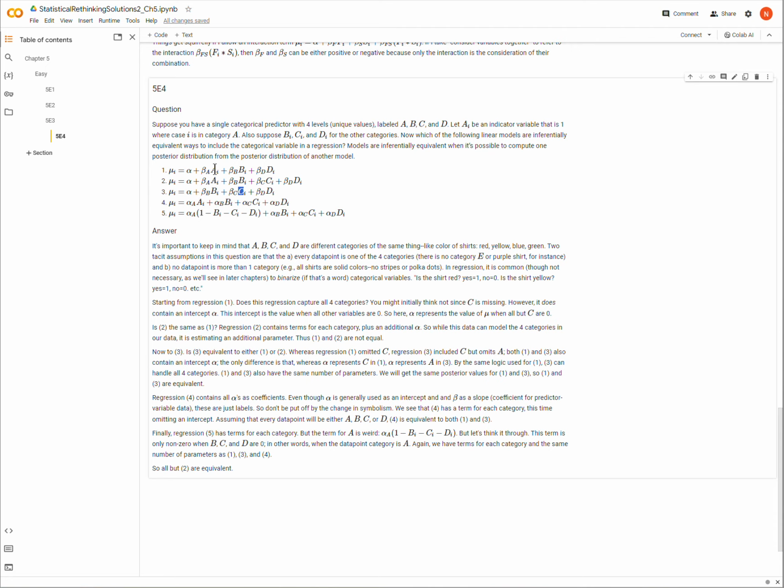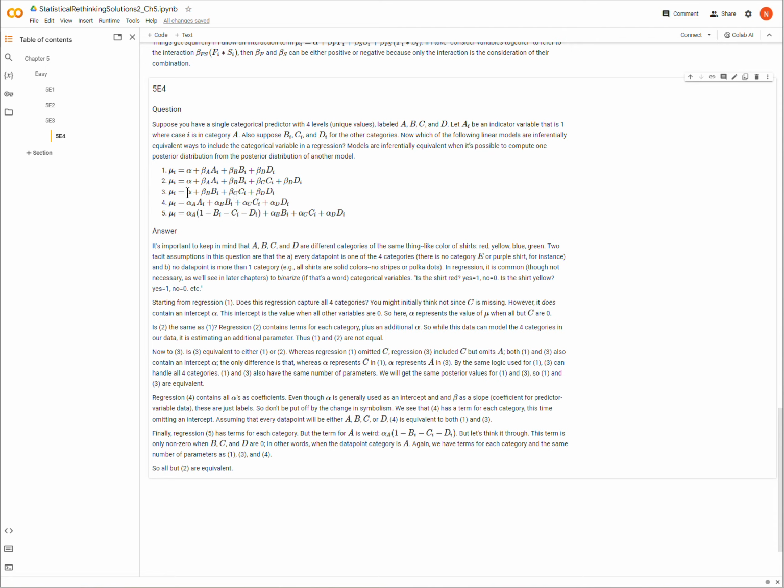So 1 has a beta A term, 3 does not. 3 has a beta C term, 1 does not. Okay. So by the same reasoning that we realized that 1, even though it was missing a term for C, could still adequately represent the data, so does 3. But now alpha here represents the beta A term, okay, and it has a beta C term, right?